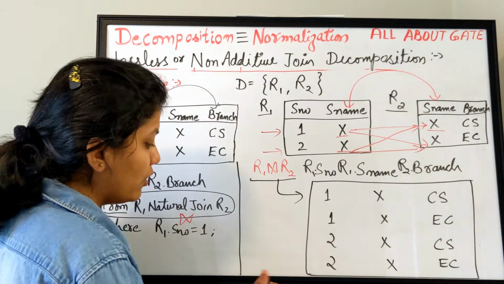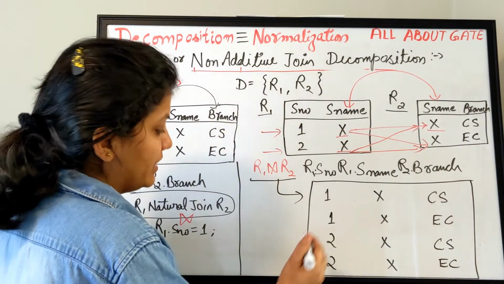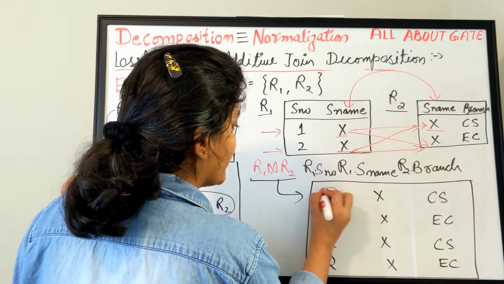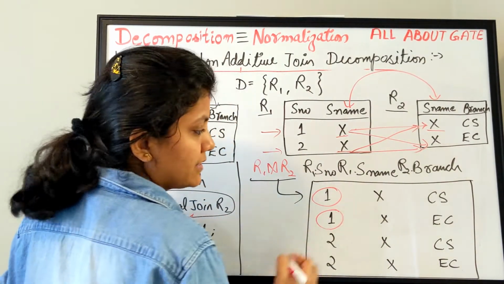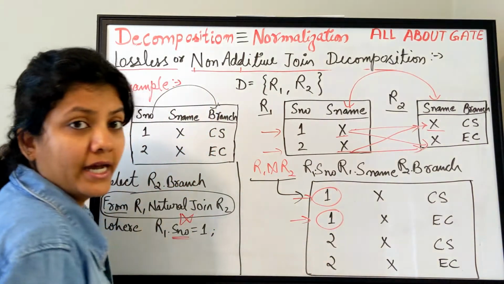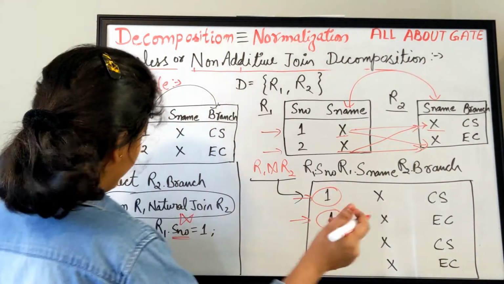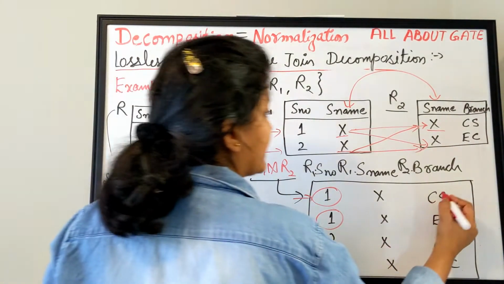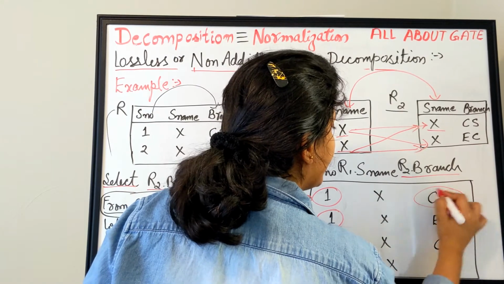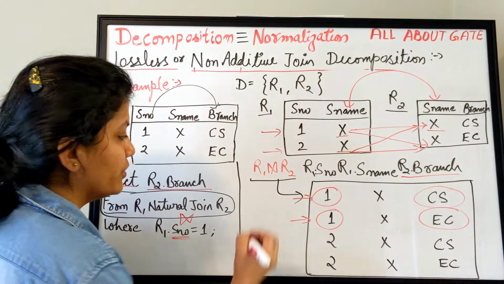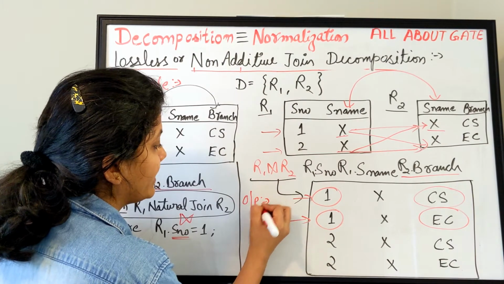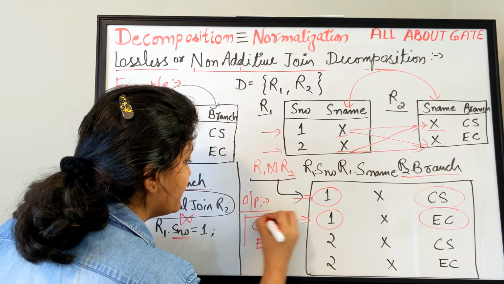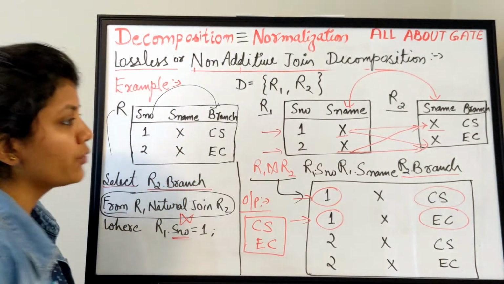Alright, so now you have to look for the tuples wherever the student roll number is 1. Wherever the student roll number is 1 is this. So these 2 tuples are selected, and out of these two tuples, what you are going to select is R2 dot branch. That means the CS and EC. So what is the output? The output of this query is computer science and EC. This is going to be the output.